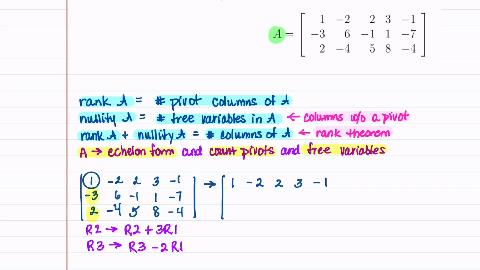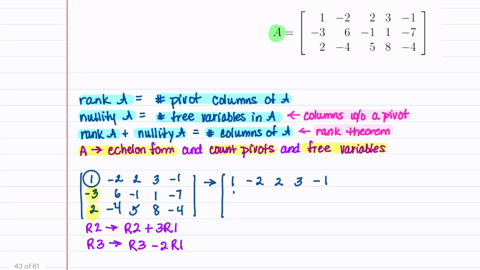Now we're going to multiply our first row by 3 and add it to our second row, so we get a 0. We have a minus 2 times 3, which is a minus 6, plus 6 is 0. We have a 2 times 3 is a 6, minus 1 gives us a 5. And then we have a 9 plus 1 is 10. And then a minus 3 minus 7 is minus 10.